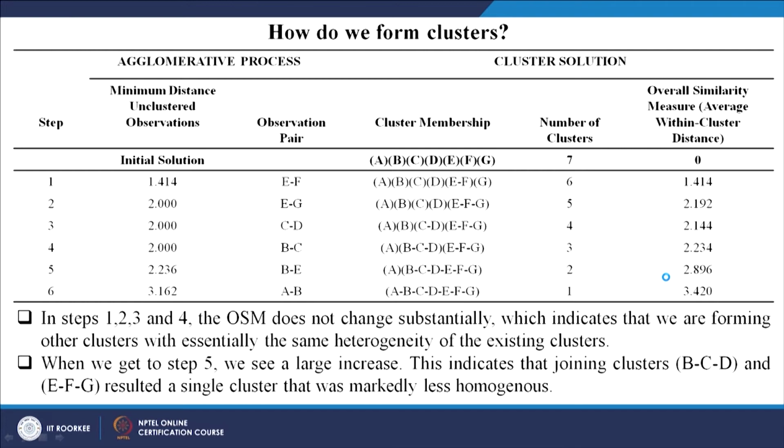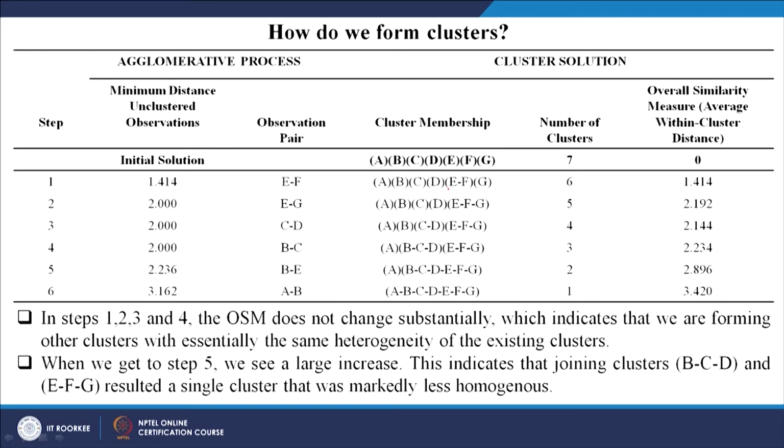So how do you do it? We have found out these values, the initial solution. This is the pair we have noted: 1.414 for E and F, then E and G, C and D, B and C, B and E, A and B. So these are the different values. Now this is the first initial solution: A, B, C, D, E, F, G. There is no combination, no clusters have been clubbed till now. Now how do we start? First we will club the closest one. If you see, it is put in order.